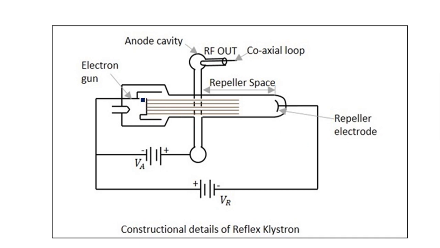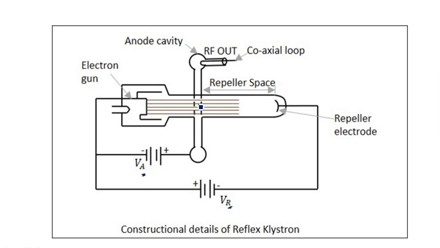Here, this is the electron gun, which is applied with the negative voltage coming from the accelerating voltage. The accelerating anode negative voltage is a high voltage connected to this electron gun, so that the electron gun produces a beam of electrons towards the repeller electrode. The repeller electrode is operated with a high negative voltage, the repeller voltage. This repeller voltage is used to repel the electrons in the free space.